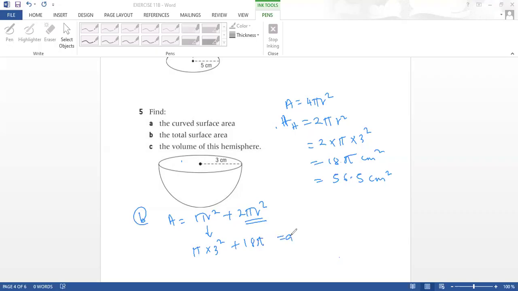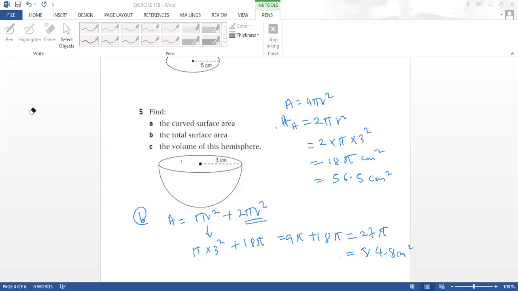This should be 9 pi plus 18 pi, giving you 27 pi. 27 pi to 3 significant figures is 84.8. Just quickly did my calculation here with the calculator, and we get that.